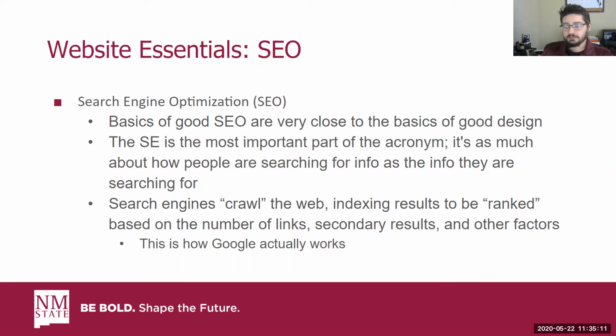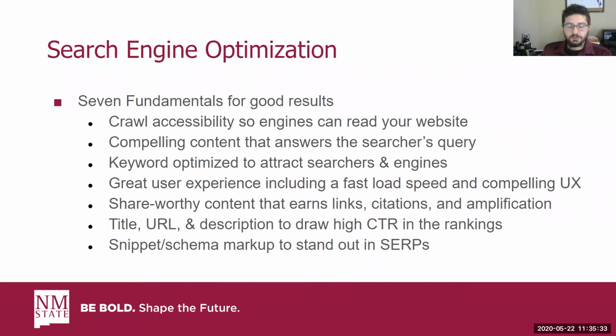The SE part is the most important part of the acronym. It's as much about how people are searching for the info as the info they're searching for. So search engines like Google crawl your website, indexing results to be ranked based on the number of links, secondary results, and other factors. And this is how Google actually works. And this is where the sitemap comes in that we talked about earlier. You may think that you have a lot of control over how the robot indexes your site, but there are some key concepts that can help drive your results.